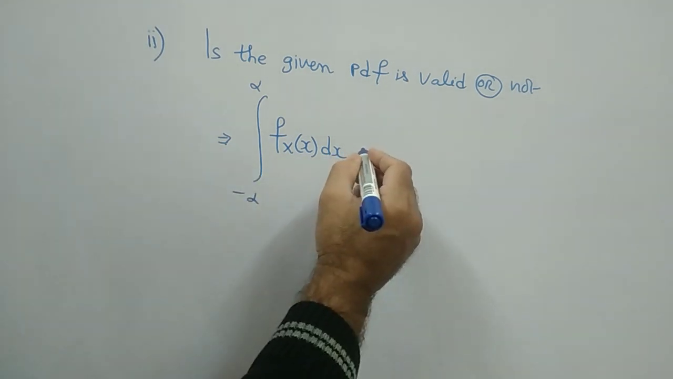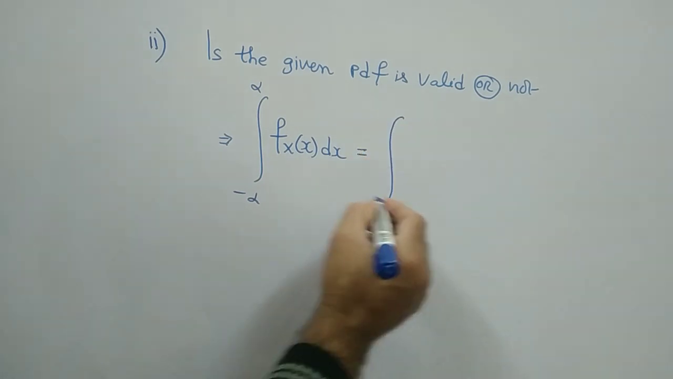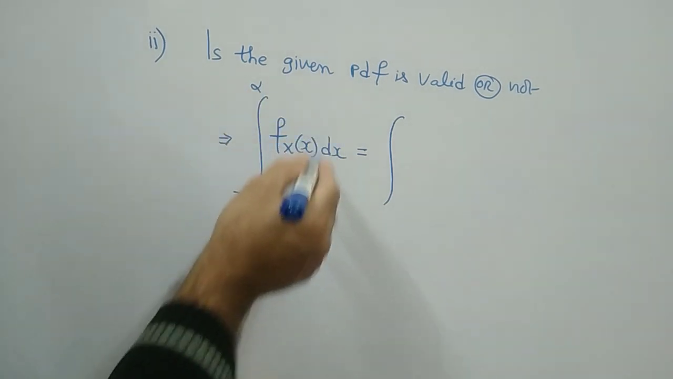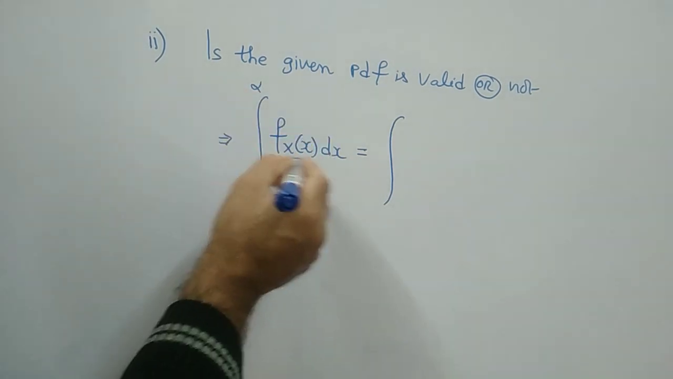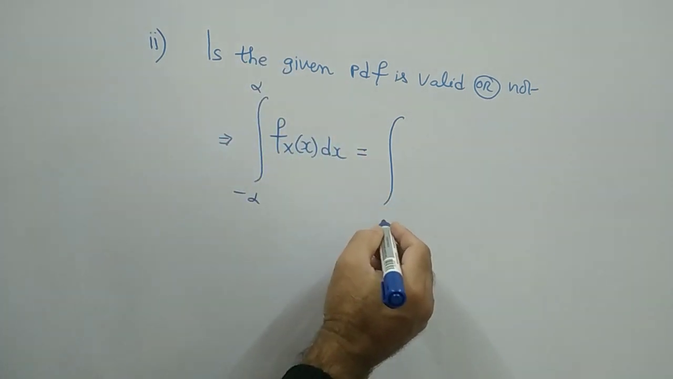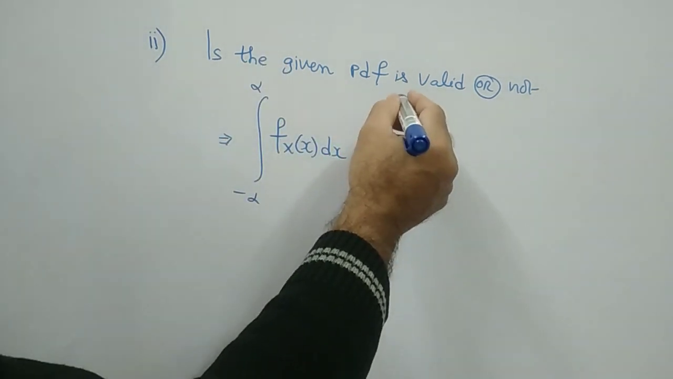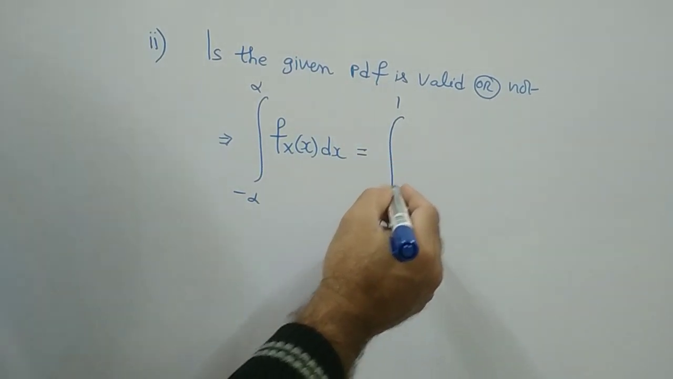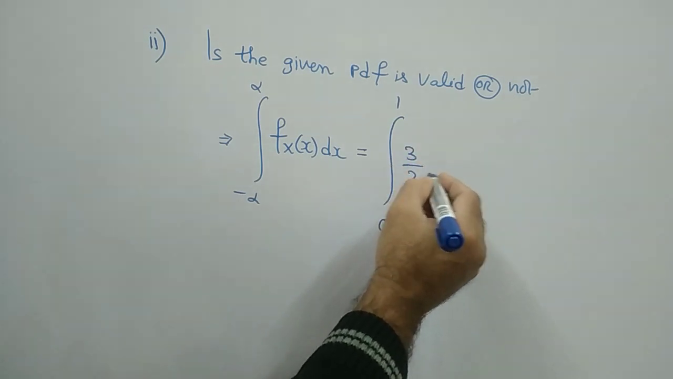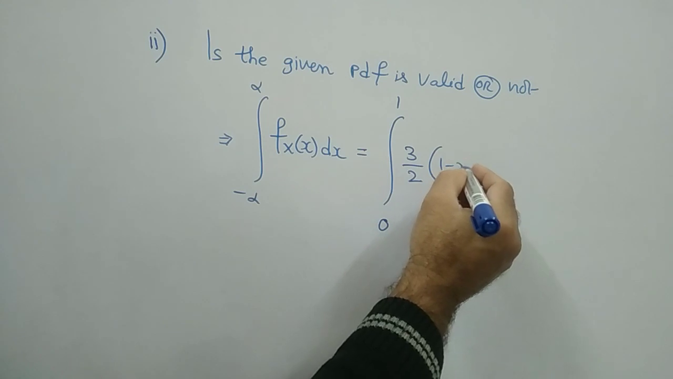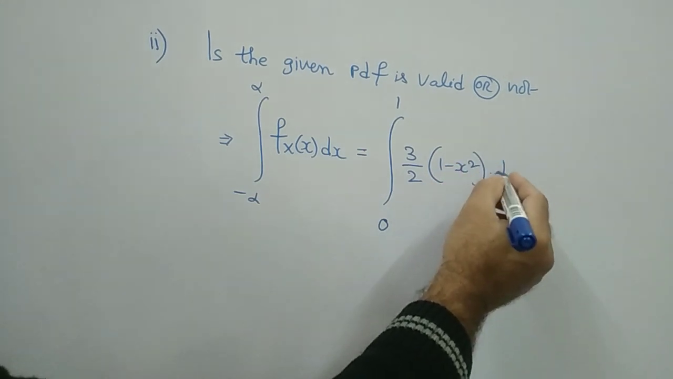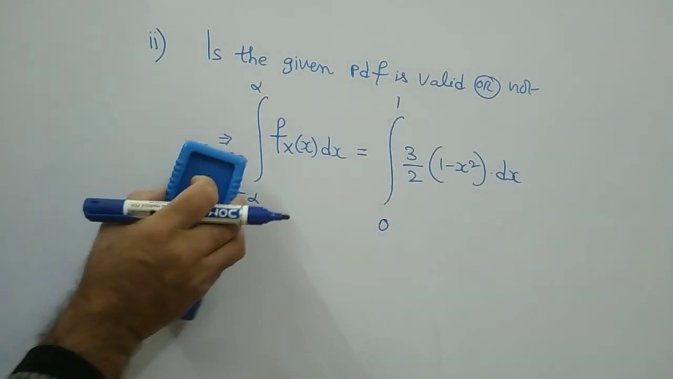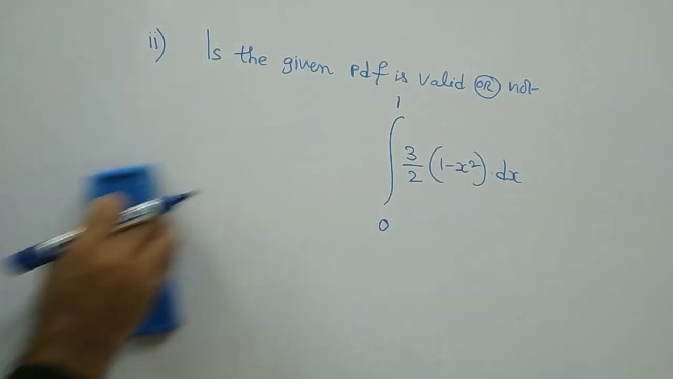Now check for the given problem. What are the limits? This is in general for a continuous random variable defined over the interval minus infinity to plus infinity. This is the general definition of a probability density function. Whereas for the given problem, you can apply the limits 0 to 1. What is your k? k is 3 by 2, no? It is 3 by 2 into 1 minus x square into dx. Now evaluate this integral. What is your answer now?